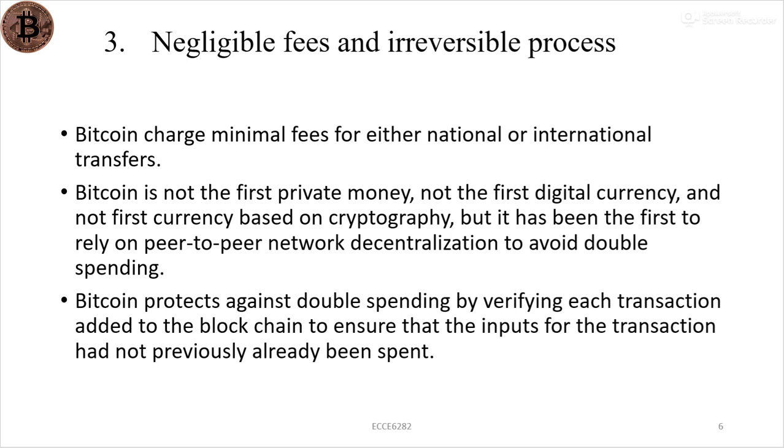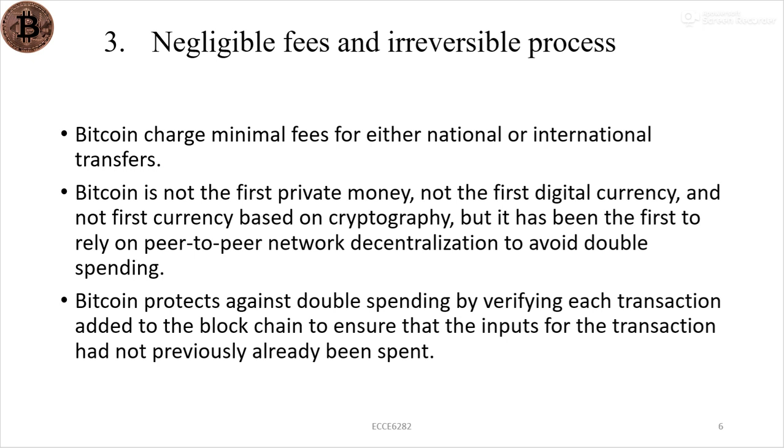Bitcoin is not the first digital currency, or the first private money, or the first currency that is based on cryptography, but how Bitcoin is different from other private money or digital currencies or cryptocurrency is that it is based on a peer-to-peer network which is decentralized, and this decentralization is used to avoid double spending. Double spending means you cannot spend the same Bitcoin more than once. Once you spend it, it has gone from your wallet to another person's account.